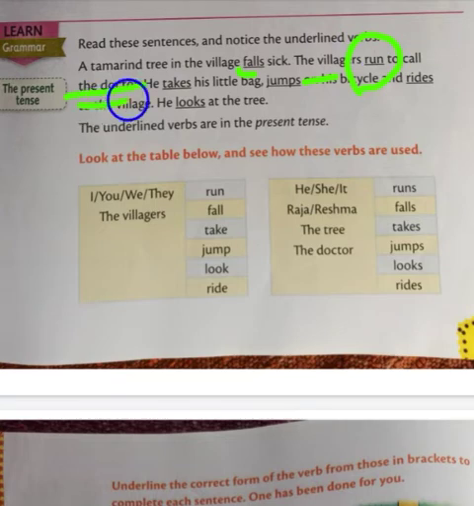And when the subject is in singular form, then the verb will be there with s. You can see here the subject is singular. So with a singular subject, we will add s with the verb. Got it? Hope you understood.